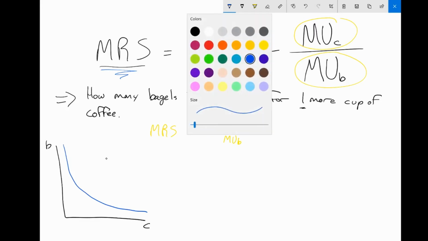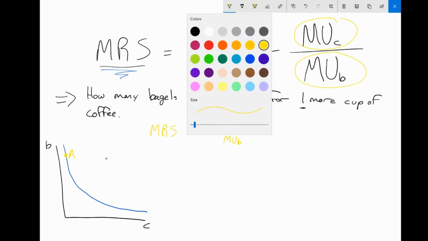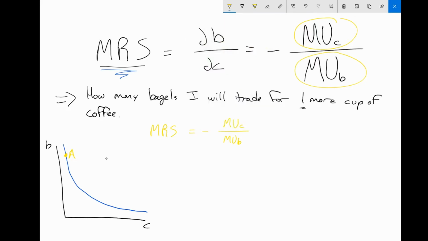Now, let's illustrate some things. First, if we are at a bundle, let's say we're at bundle A. I'm going to switch to a different color, let's go orange. If we're at bundle A, we have a lot of b. People already have a lot of bagels here. At bundle A, they have a lot of bagels and few cups of coffee.